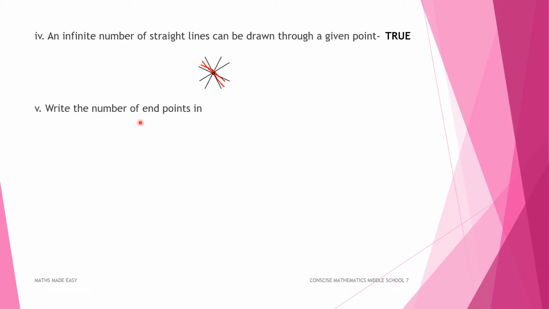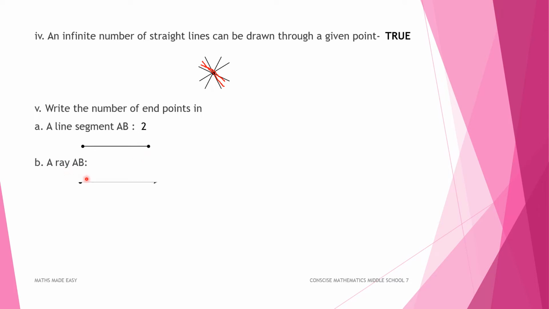Write the number of endpoints in a line segment AB. I've already explained what a line segment is. It has two endpoints. So I'm just drawing a line segment, and they're asking to write the number of endpoints. How many endpoints does it have? It has endpoints on either side, that is 2. So the answer is 2. Whenever they say a line segment, just put dots on either side. When they say a ray, put a dot on one side and an arrow on the other side. When they talk about a line, then put an arrow on both sides. Both sides can be extended in a line.